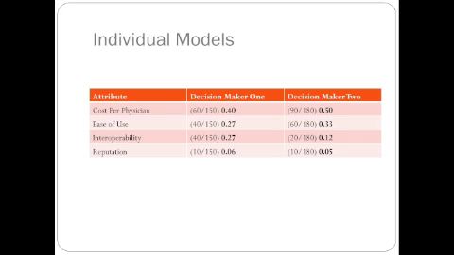For example, decision maker 2 ranked reputation as least important, so it received a value of 10. Interoperability was twice as important as reputation, ease of use was 3 times more important than interoperability, and cost per position was 1.5 times more important than ease of use. The values are then divided by the total of 180 so that the sum of each is equal to 1.